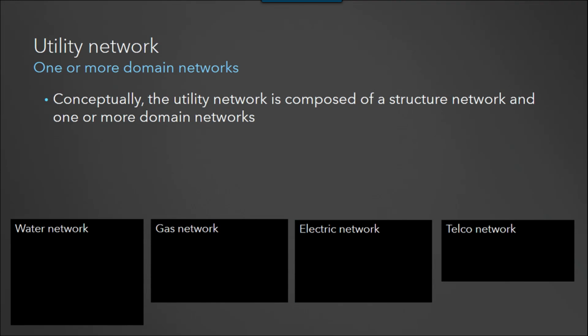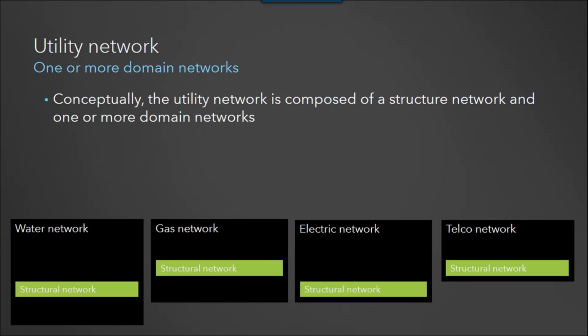Now, one of the interesting things, think of the utility network as being a container that contains one or more domain networks. It will always contain a structure network, things such as your power poles, your duct banks, your substation, your structural aspects that are not active parts of your network. And then you can define one or more domain networks. So here, you can see, say we have our water network, gas network, electric, telco. Everyone has a structure network by default, okay?